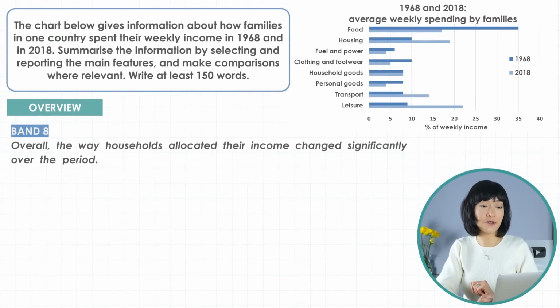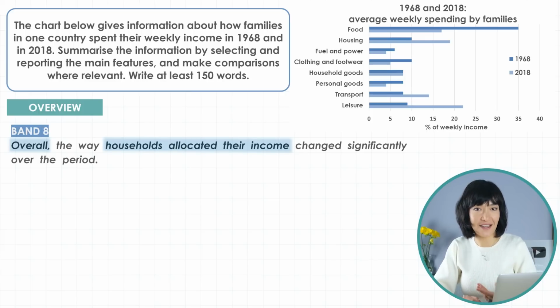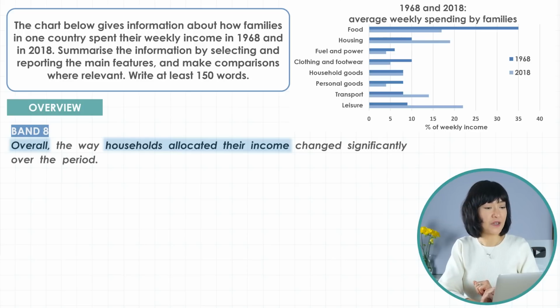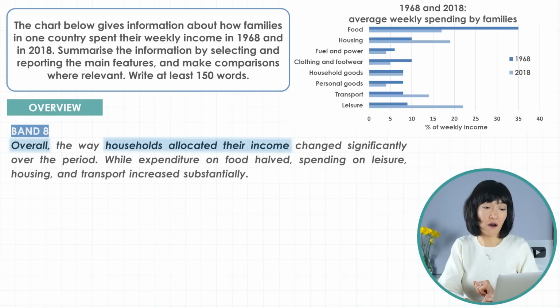Overall, the way households allocated their income changed significantly over the period. Overall is a useful linker to show the examiner where your overview is. Then we give a general statement saying that there were a lot of changes. A great collocation to use is to allocate income. Households allocate their income. And now the biggest changes. While expenditure on food halved, spending on leisure, housing, and transport increased substantially.